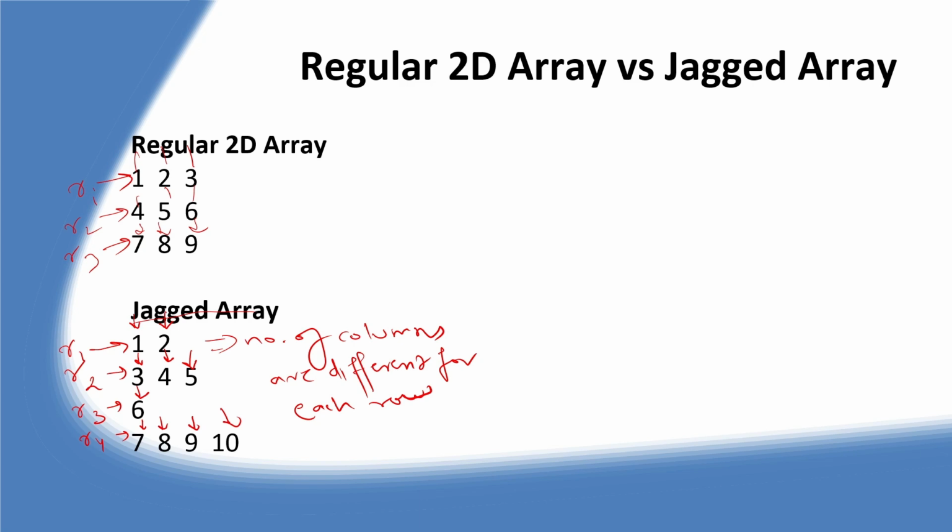In the regular two-dimensional array, every row has the same number of columns, whereas in a jagged array, each row can have a different column size, making it more flexible and also memory efficient.